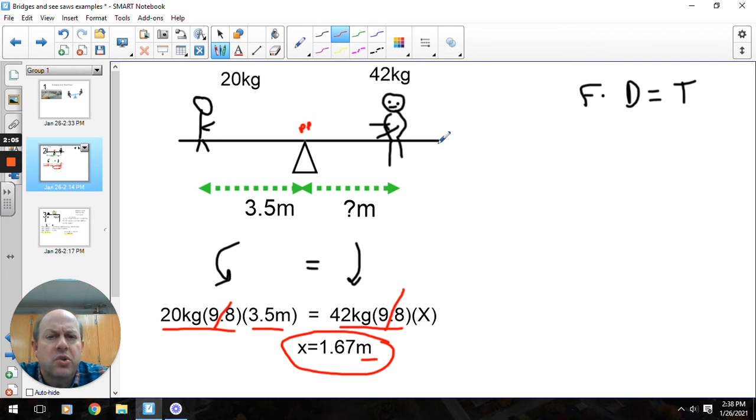That should make sense, because a lighter person is going to have to sit further away to counteract the heavier person who is sitting closer. Okay, so 1.67 meters would be our answer.